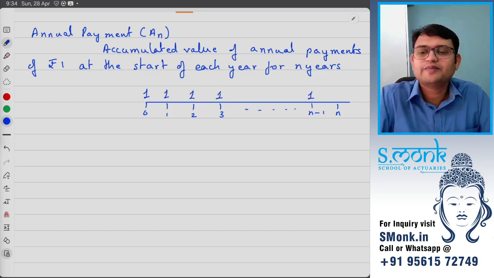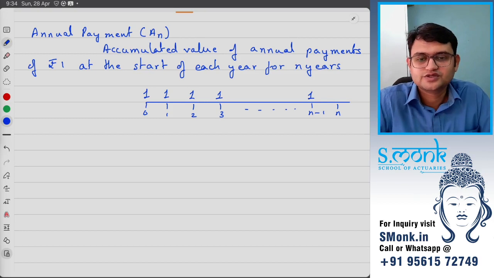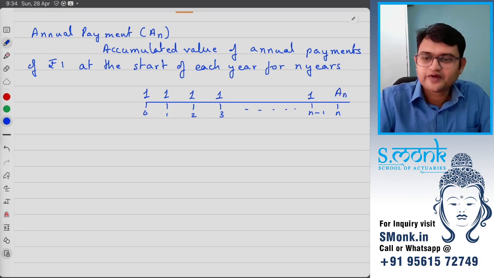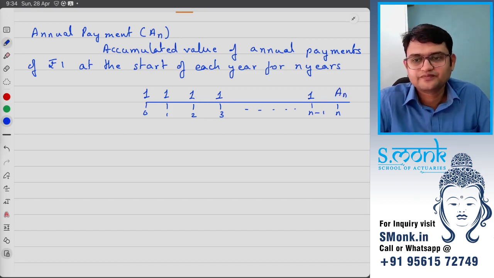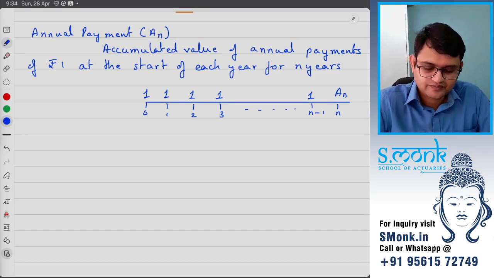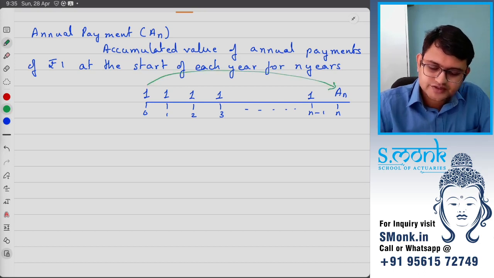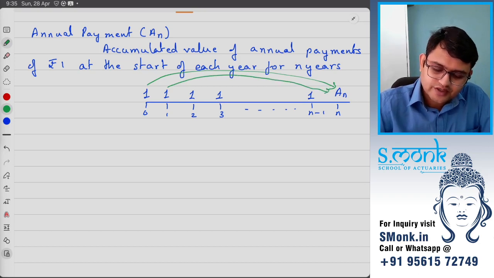We are talking about payments in advance. And we are finding the value here. This is what our value of An will be, the future value at time n. So you can say that the first value will be accumulated for n years. The second value I will accumulate for n minus 1 years.